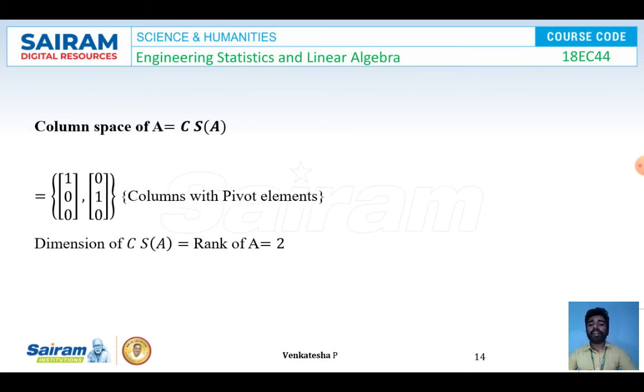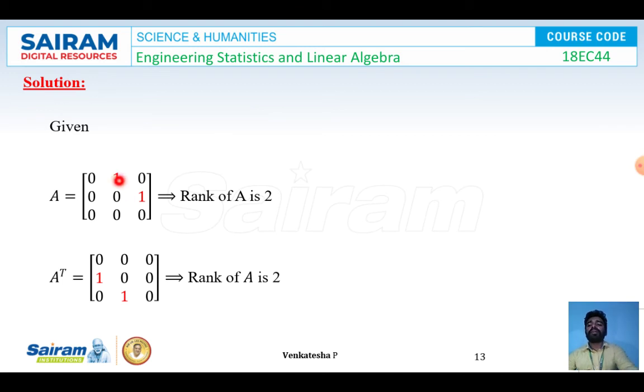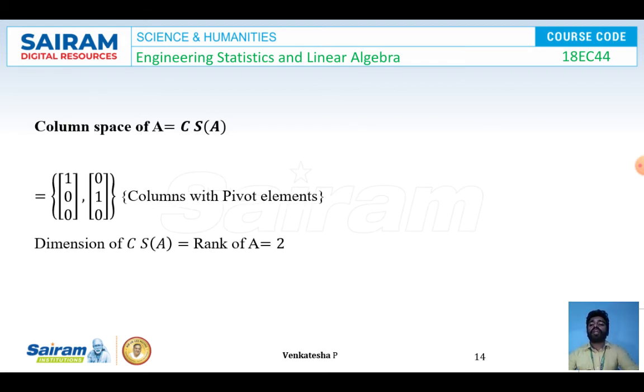Now I am going to find the column space of A, given by CS of A. Since the pivot numbers in the given matrix A are 1 and 1, I'll be taking the column spaces as the column matrices [1, 0, 0] and [0, 1, 0]. So the column space of A is given by [1, 0, 0] and [0, 1, 0]. The columns with the pivot elements I'm taking here. Hence the dimension of the column space of A is given by the rank of A, so it will be equal to 2, because the dimension of the column space of A is equal to the rank of the given matrix A.